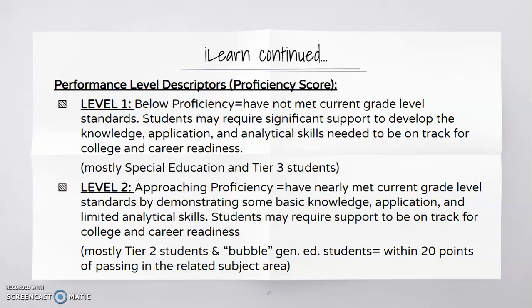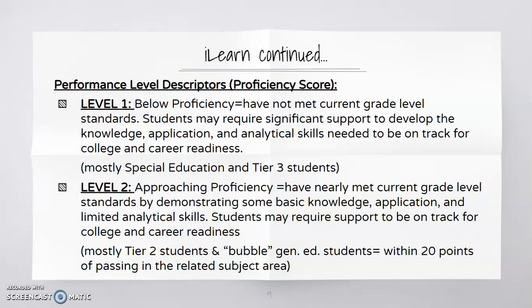This is going to be mostly, and again, what's in the parentheses is somewhat of a generalization. Of course, there's always that student that can fall out of a generalization, but this is level 1, mostly special education and Tier 3 students in the RTI tier.